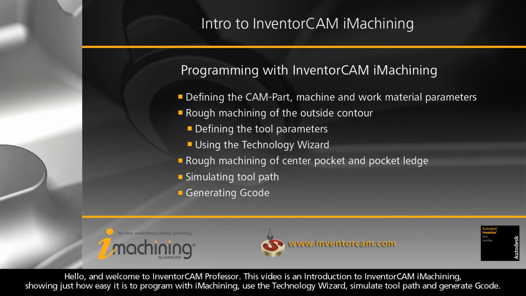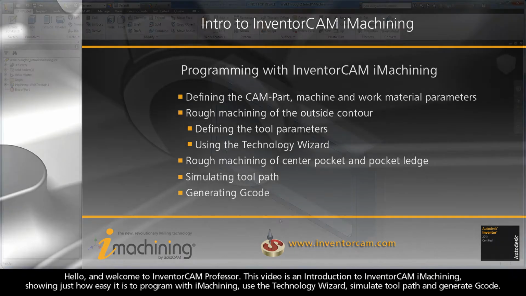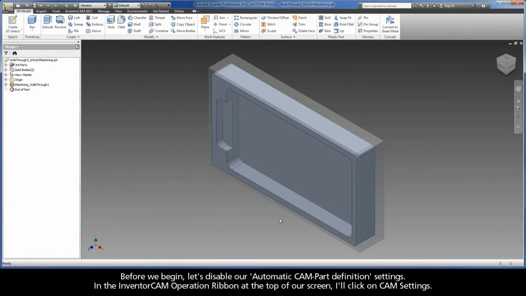This video is an introduction to InventorCAM iMachining, showing just how easy it is to program with iMachining, use the technology wizard, simulate toolpath, and generate Gcode. Before we begin, let's disable our automatic CAM part definition settings.